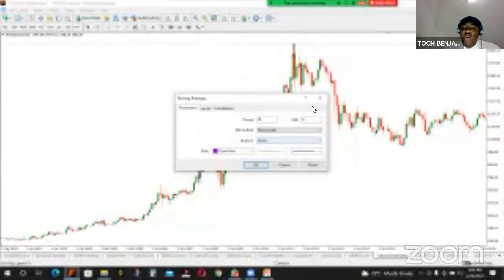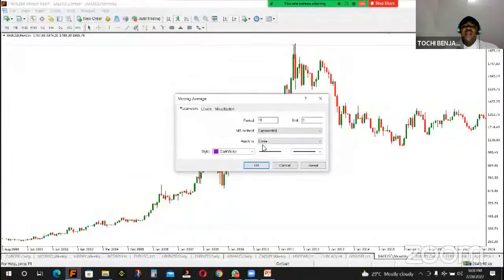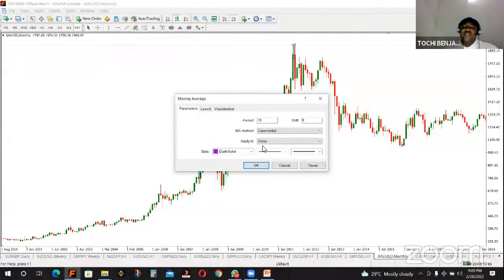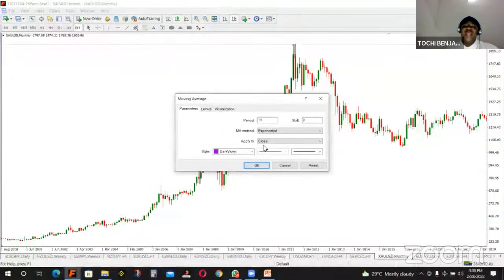Apply to close. What it means is that I have just given a command to this chart. I say, I want you to calculate a 10-period moving average for me and give me the average. It should be at the close of the candlestick, not when the candlestick has opened, or when the candlestick has attained the highest price for that particular time frame, or when the candlestick is at the low of the price. No, but when the candlestick closes.